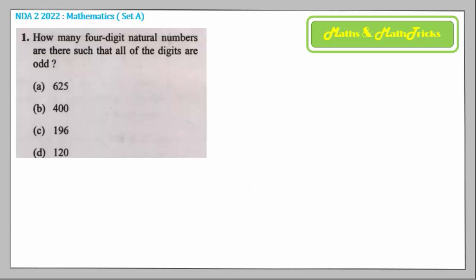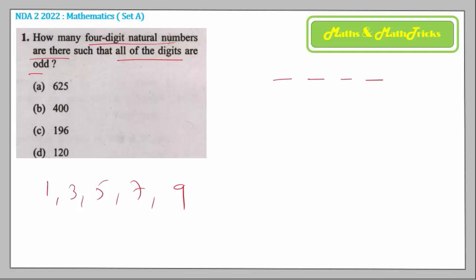In this question number 1, we are asked how many 4-digit natural numbers are there such that all of the digits are odd. Means you are going to make a 4-digit number, means you are going to fill the digits at ones place, tens, hundreds and thousand place, so that the digits that you are using all should be odd. Now what are the odd digits in our decimal digit system? You know, odd digits are 1, 3, 5, 7 and 9. So these are the 5 digits.